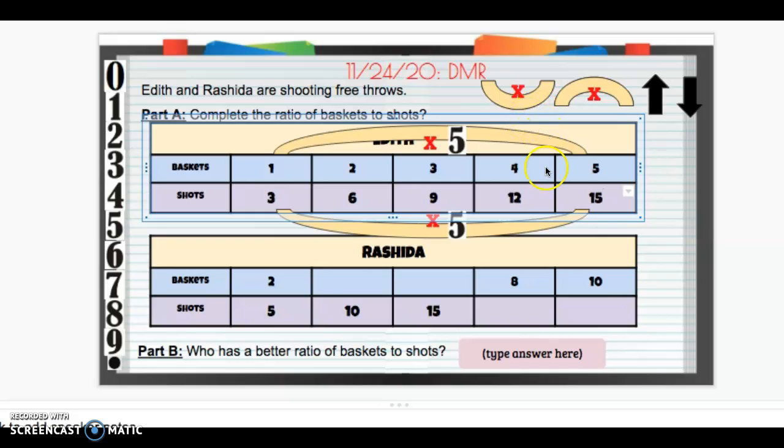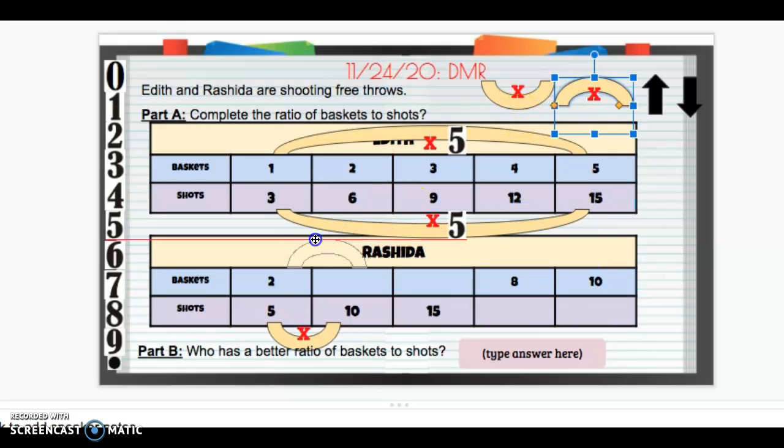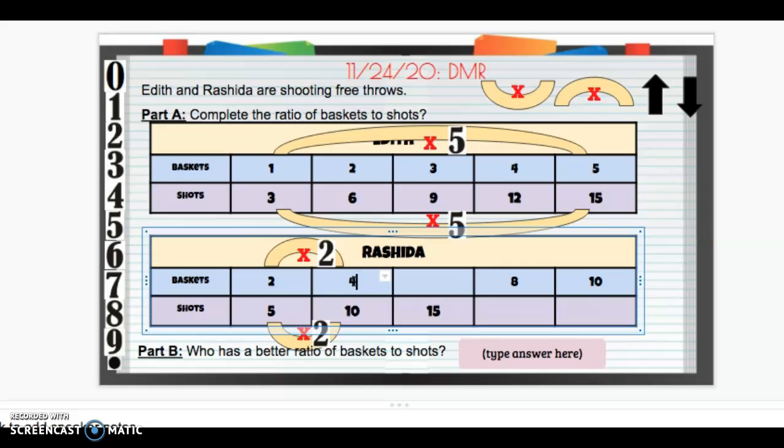Now you have to do Rashida's baskets to shots. So you take your noodle. What do they do to 5 to get to 10? You have to do that same thing to 2. So what did you do to 5 to get to 10? You times it by 2. So 5 times 2. So then you have to do 2 times 2, which is 4.